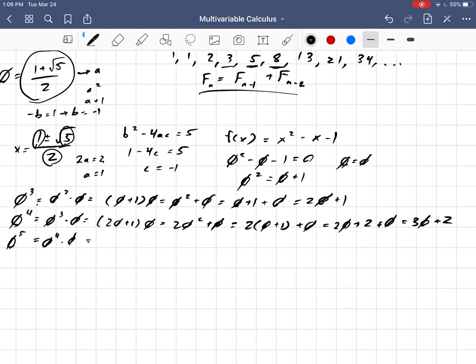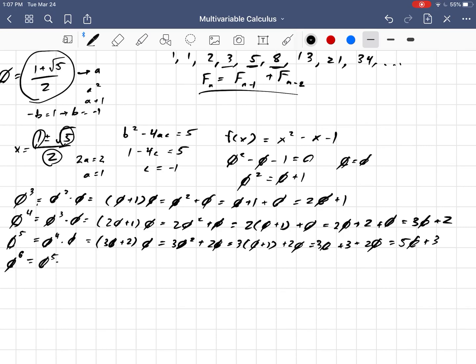Phi to the fifth, that's phi to the fourth times phi. So phi to the fourth was 3 phi plus 2 times phi. So that's 3 phi squared plus 2 phi, which is 3 times phi plus 1 plus 2 phi, which is 3 phi plus 3 plus 2 phi. That's 5 phi plus 3. And last one, phi to the sixth is phi to the fifth times phi, which is 5 phi plus 3 times phi. So 5 phi squared plus 3 phi. It's 5 times phi plus 1 plus 3 phi.